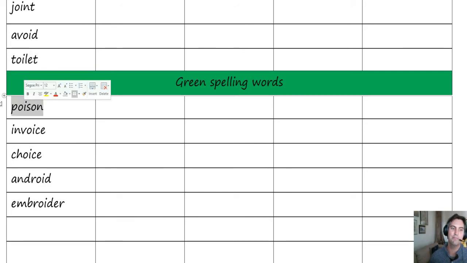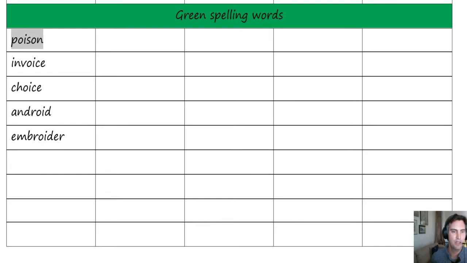Next word on the green list is poison. Poison is something that is not very good for you. It could be that it's some sort of medicine. It's not meant to be taken by children. Bleach, for example, is poisonous for anyone, really, despite what some prominent politicians might tell you.